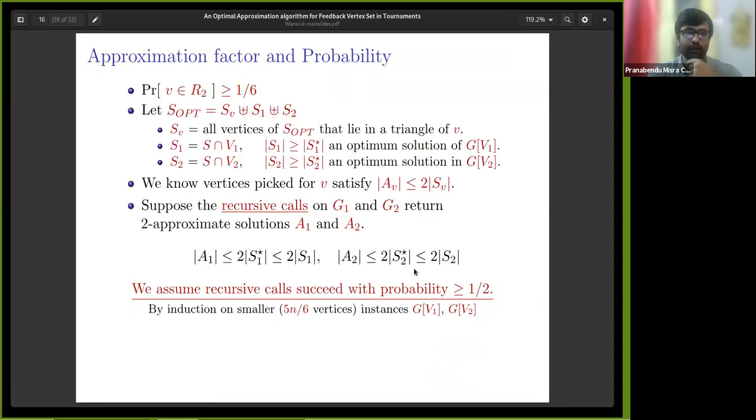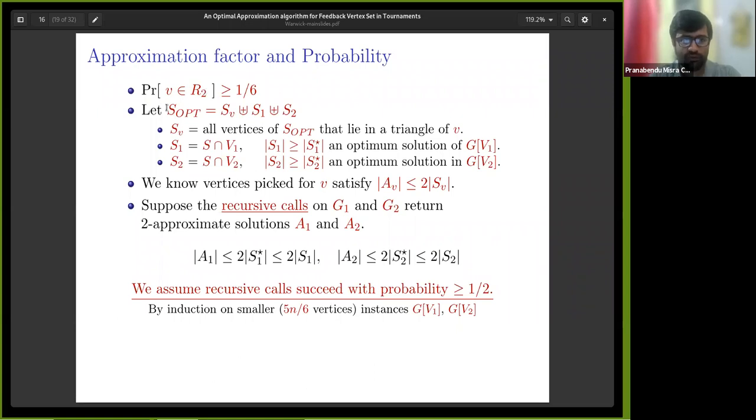So let me just go ahead and start to analyze what is happening here. With probability at least 1/6, the vertex V that we sample happens to be in R2. So the vertex V happens to be a good pivot, right?